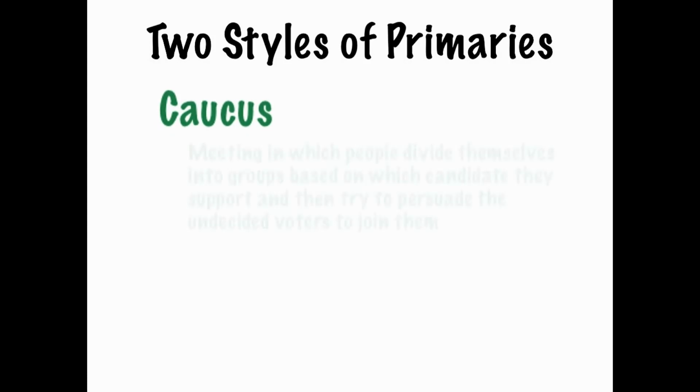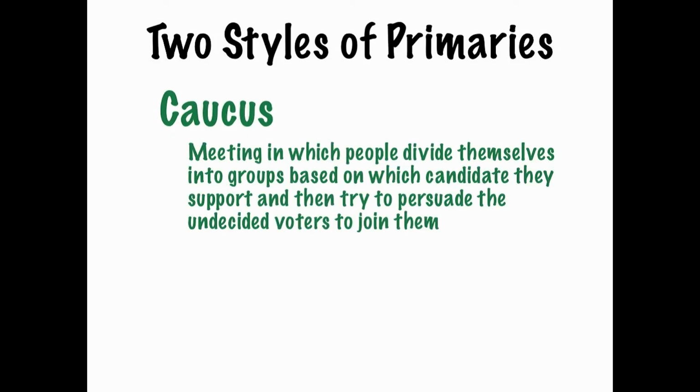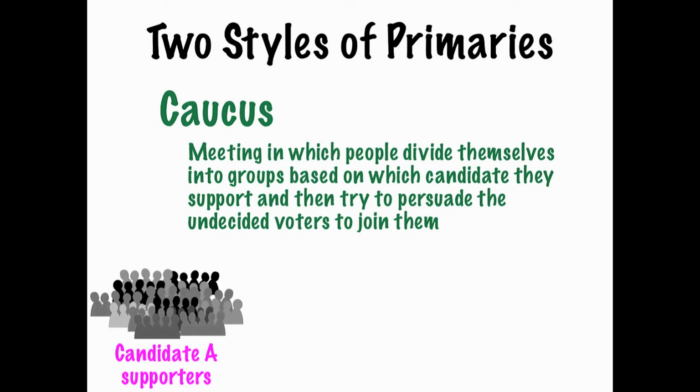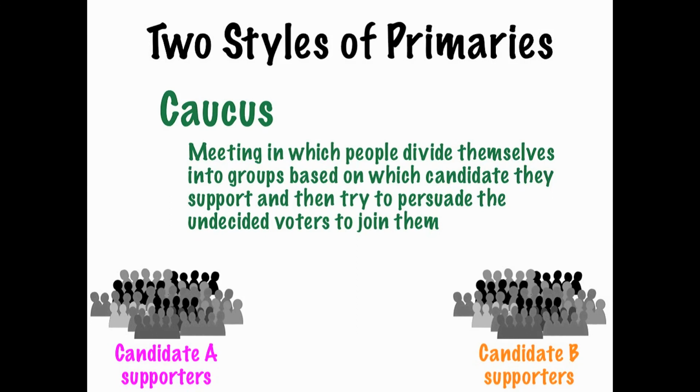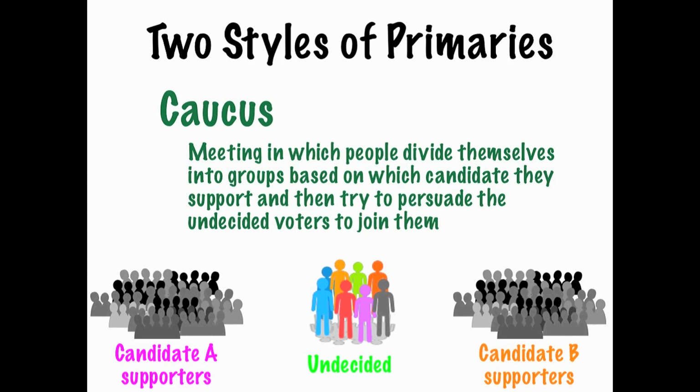A caucus is a political party's meeting in which people divide themselves into groups based on which candidate they support and then try to persuade the undecided voters to join them. Here's how it works. There will be people in a room supporting candidate A. There will be people on the opposite side of the room supporting candidate B. There will also be people in the middle of the room who are undecided, meaning they have not yet chosen which candidate to support.